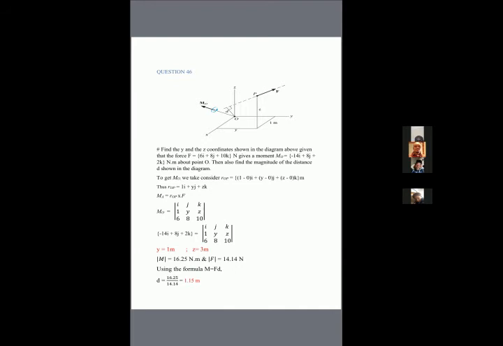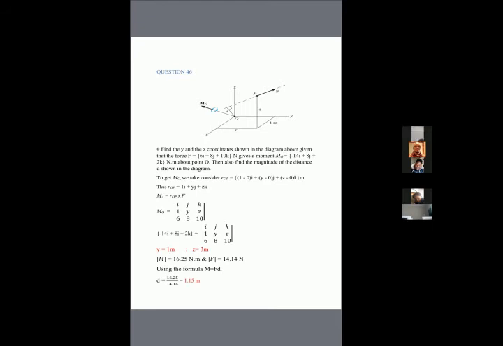If you need the formula for the magnitude of a moment, it's simply the square root of the x component squared plus the y component squared plus the z component squared. So in this case, the magnitude of the moment was simply the square root of 14 squared plus 8 squared plus 2 squared. So you have 16.25.